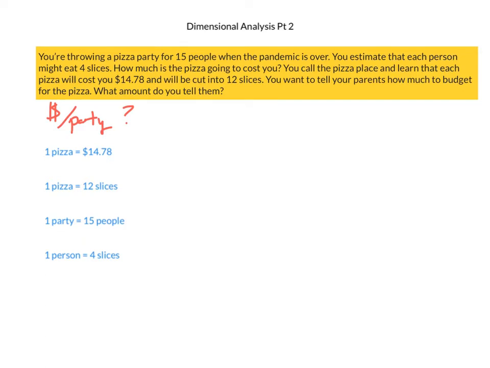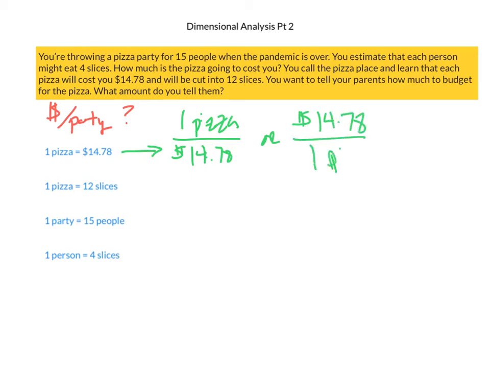Now from there, again, each equality can be made into one of 2 conversion factors. So if we look at these conversion factors, I'll put those in green here. Remember, I can get 2 from each one. I can either go one pizza is $14.78, or it costs $14.78 for one pizza. And I can do that for each one of these. Make 2 conversion factors for each one of those.